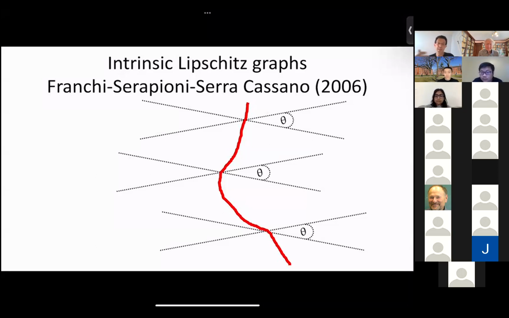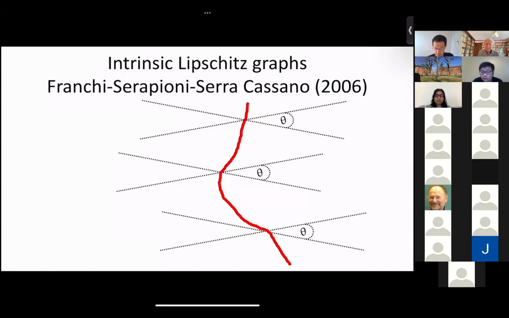And luckily, roughly when I asked this question, the Italian school, Franchi, Serapioni and Serra Cassano, had been developing this just because they were interested in the geometry of the Heisenberg group. So it was very lucky that this was developed independently for us.